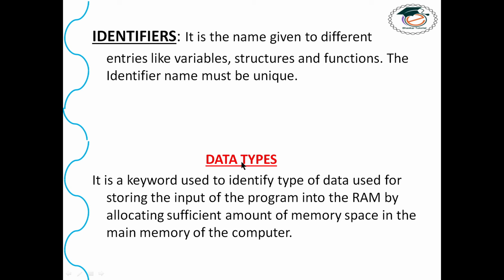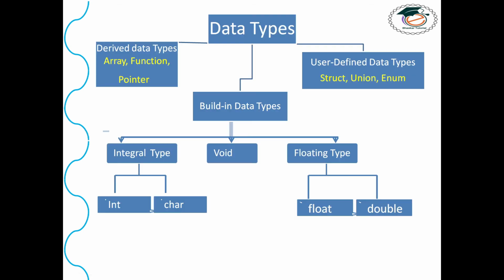The main purpose of the data type is to store any program into the RAM, by keeping sufficient memory in the main memory. You all know that RAM is the main memory of a computer system. So you see the various data types.